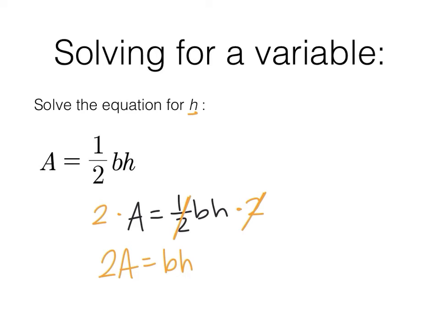So again, I kind of forgot to mention this. Hopefully you're reading and paying attention. We're solving for H. Divide by B. So 2A over B is equal to H, or H equals 2A over B. I misspoke. Let me say it again. 2A over B is equal to H, or H equals 2A over B. Okay.